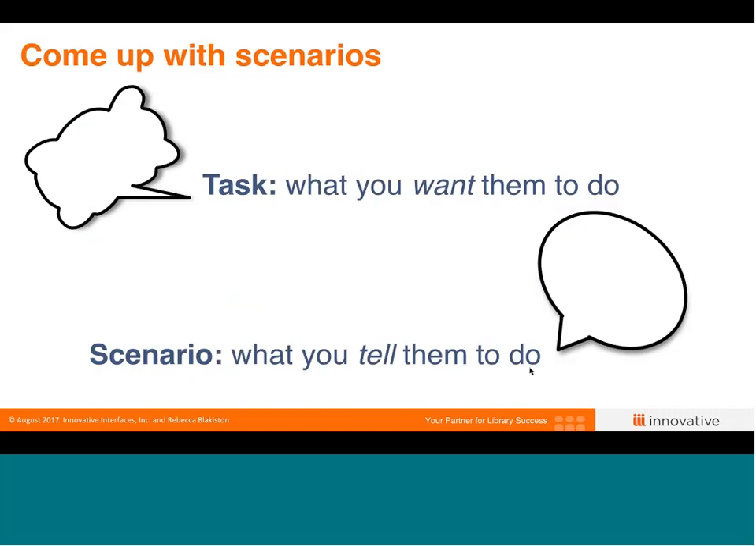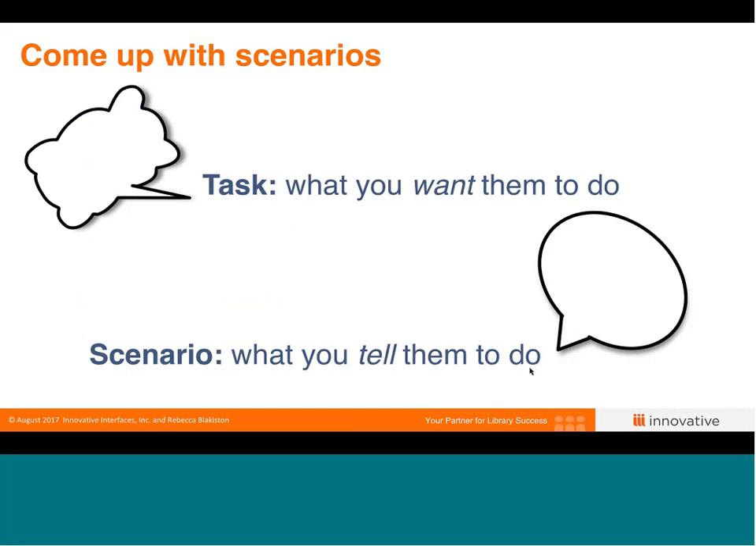So once you have your tasks figured out, you have to then translate them into scenarios. So a task is what you want the user to do, like find a book. The scenario is what you tell them to do. So in general, you're not going to just tell someone, find a book. You need to put them in some context and give them some specifics around that. And you also need to be careful not to lead them.